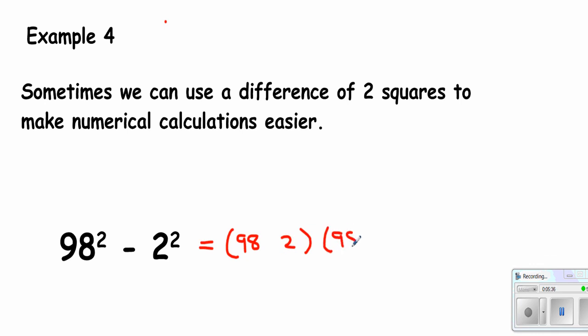So again, make two identical brackets and make one positive and make one negative. So therefore we get 98 plus 2 is 100, and that is going to be multiplied by 98 minus 2, which is 96, which makes a really simple calculation. So it's 9,600.